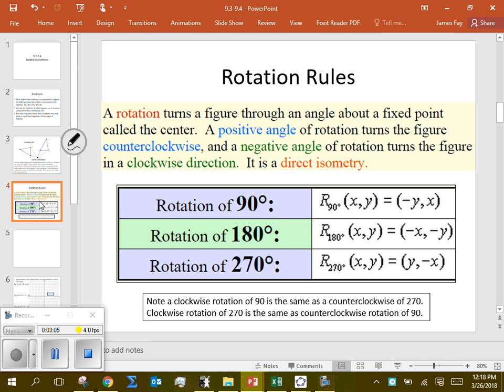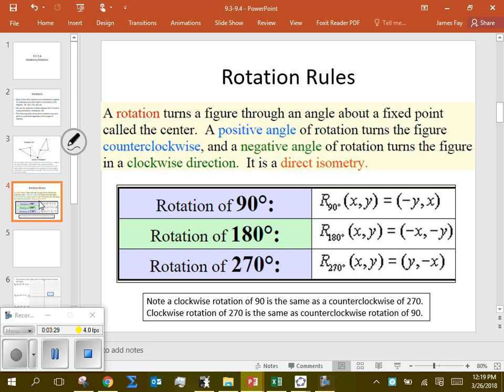Now, we can do other rotations. We can do a 45-degree rotation. We can do a 30-degree rotation. We can do a 12-degree rotation. Whatever degree you want to rotate, you can do that. It's just a lot more complex to do those. So usually, especially in this course, we're just going to do those multiples of 90.